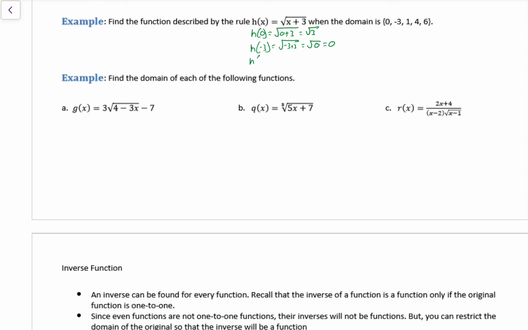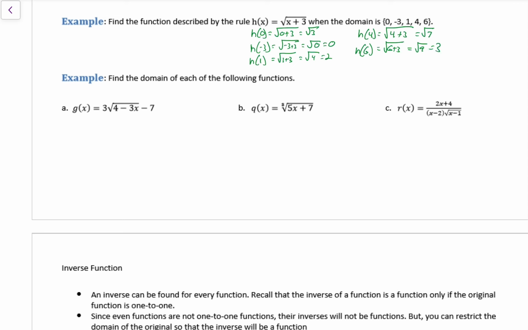H of 1, that's 1 plus 3, which is the square root of 4, which equals 2. We'll finish these other two up here. H of 4, just putting it right into the function, we get the square root of 7. And h of 6, 6 plus 3 is 9, and the square root of 9 is 3.